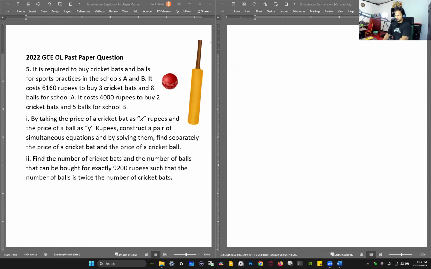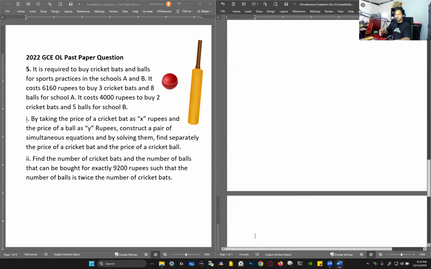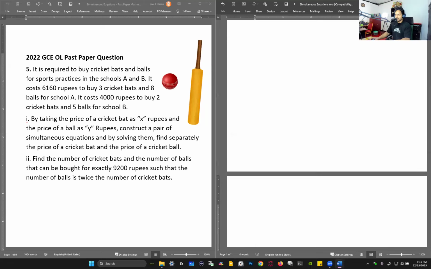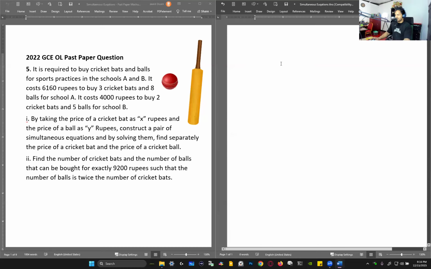It is required. So this is the 2022 GCE O-level past paper question. You guys can start this question with your Javed sir. Pray to Allah, pray to your gods, pray to Pythagoras. Doesn't matter who you pray to. I will get you that A, okay? Let's jump into our session once again. 2022 GCE O-level past paper question.